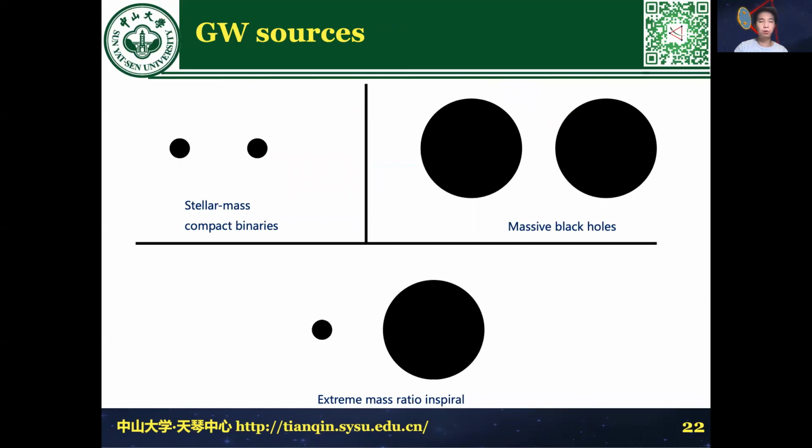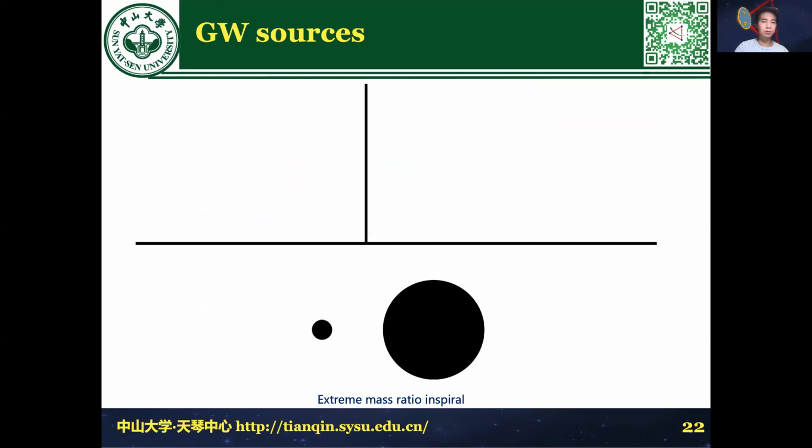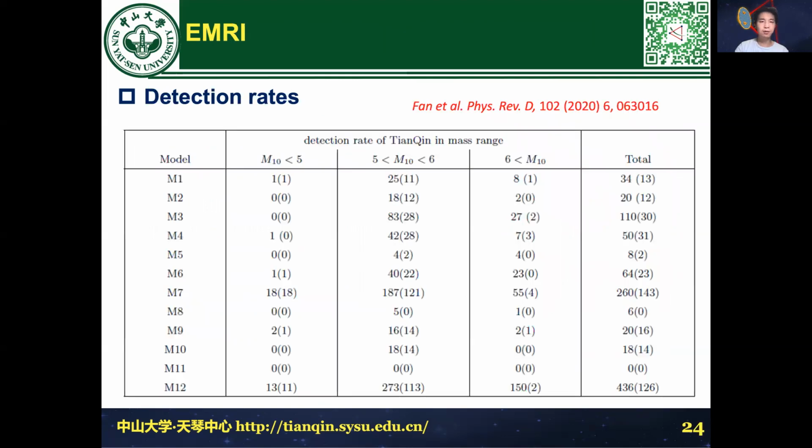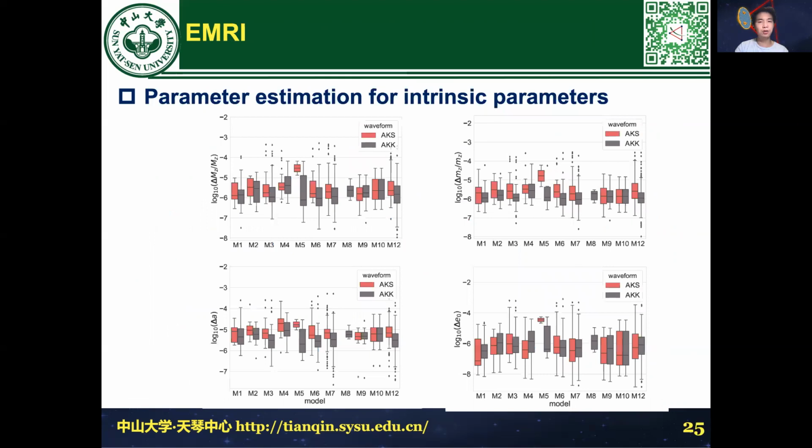What about the one small, one big? These systems are called extreme mass ratio inspirals. They are ideal laboratories within our universe to test the theory of gravity, because they will go round and round for many, many circles, and even very tiny deviations from general relativity can be detected by long-time accumulation of observation. And we estimated again the rate as well as the parameter estimation accuracy.